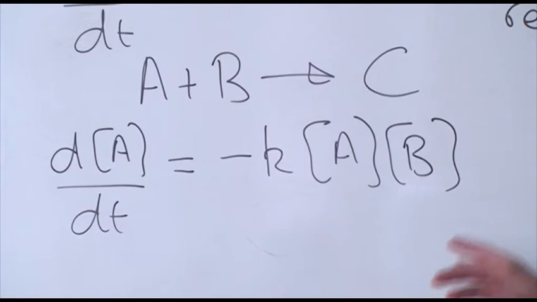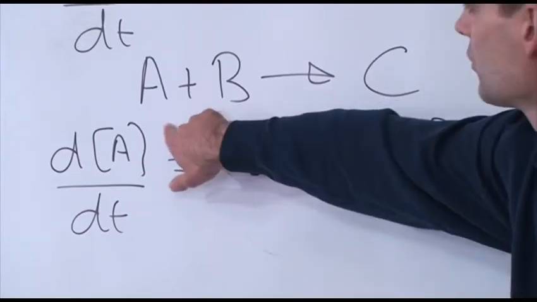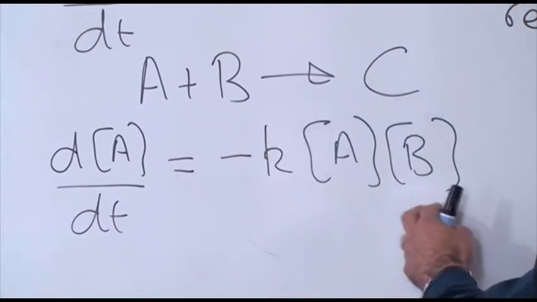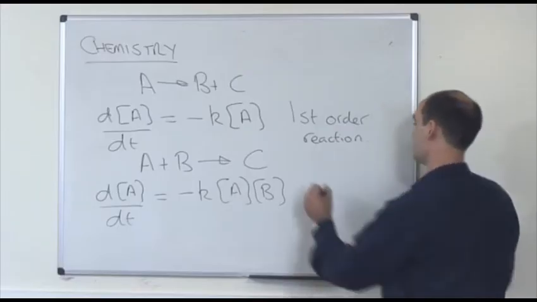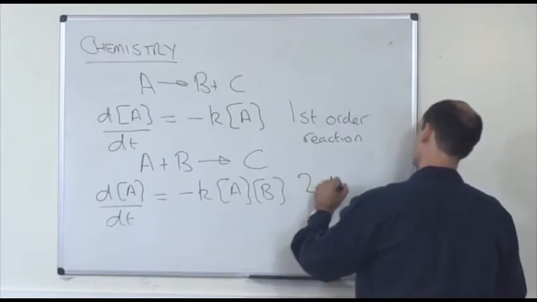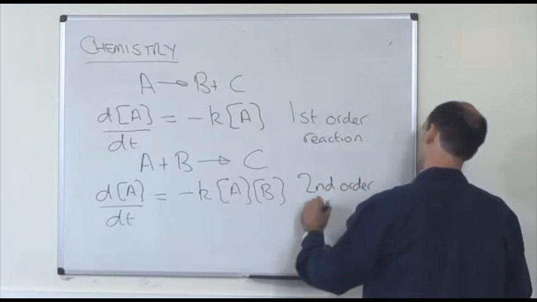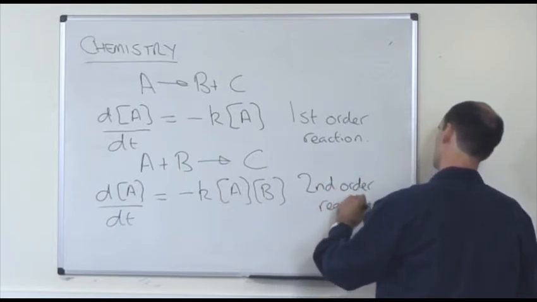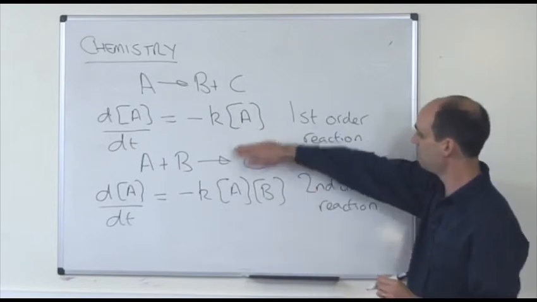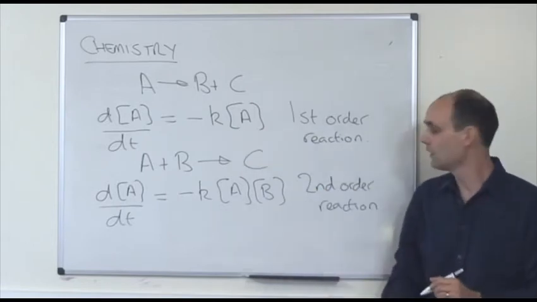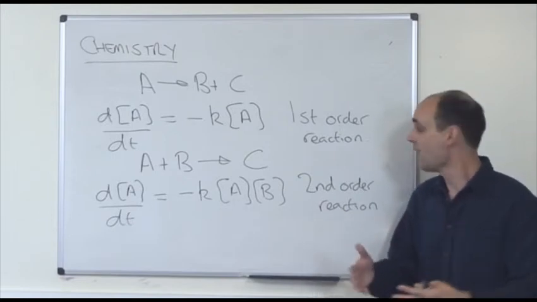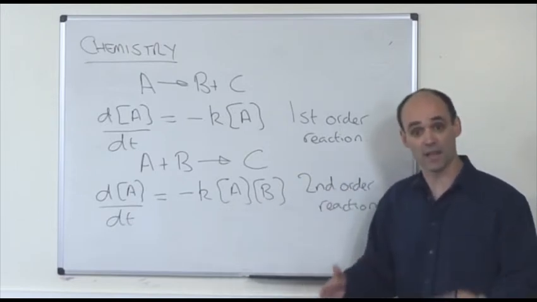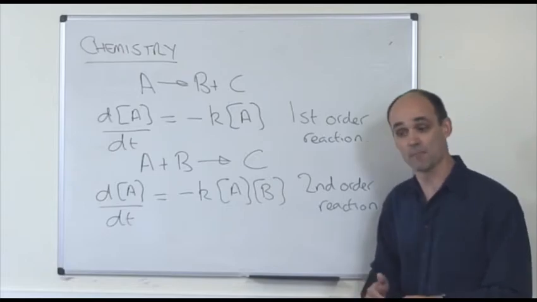And then you need to think about what your initial concentrations of A and B are, and relate your concentration of B to your concentration of A, and so on and so forth. But this is called a second order reaction. And again, both of these are differential equations, and solving those differential equations tells you how much stuff you get out of your chemical reaction as a function of time.